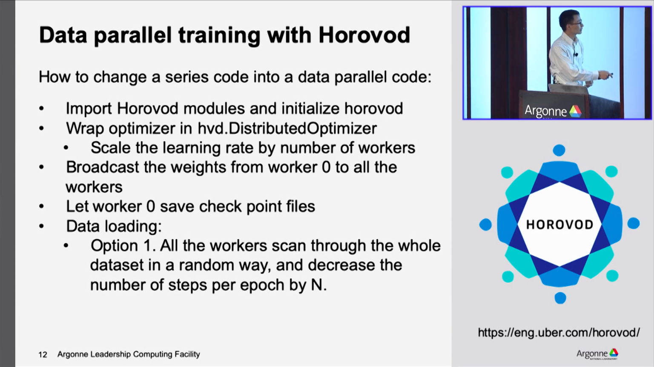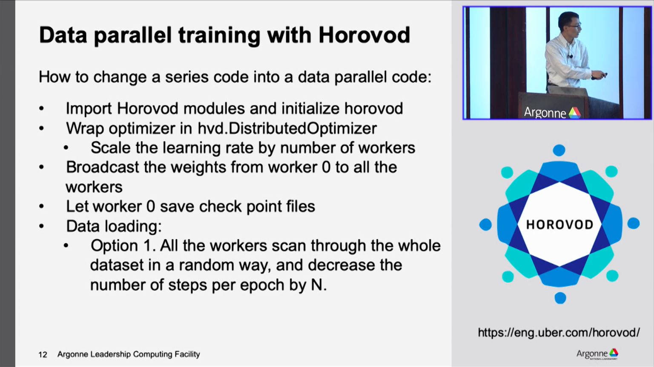So basically, you don't need to do anything. You just still do it the same way, but different workers sample the whole entire data set randomly so that they can cover the whole data set in a faster way.